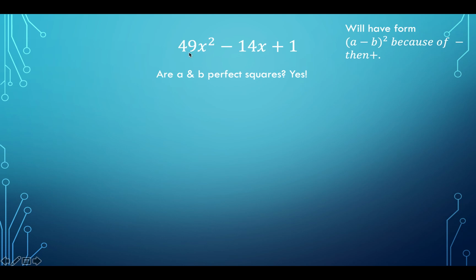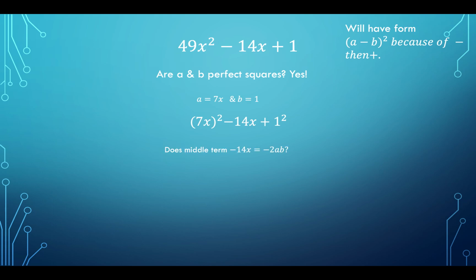How do we know that? What's the square root of 49? What number times itself will give us 49? 7. And what did I tell you about x squared? X times x. So A is equal to 7x, and our B, what's the square root of 1? 1. So A is equal to 7x, and B is equal to 1. So we write the equation using A and B. So we have 7x squared minus 14x plus 1 squared.